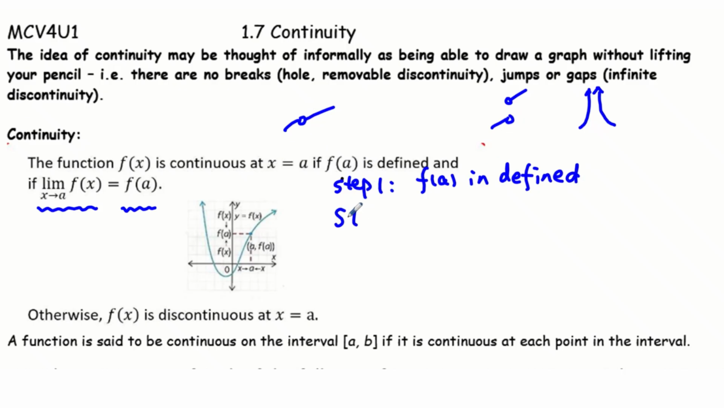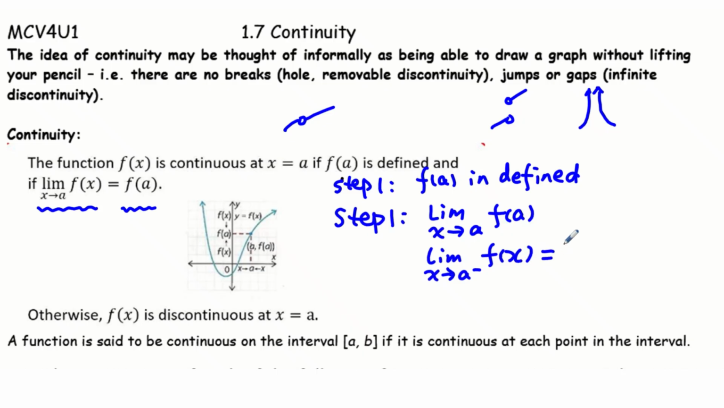And step 2, you need to check if the limit exists at that point. So when x approaches a, does the limit exist or not? How do you prove it exists? You check that the left-side and right-side limits exist and are equal.